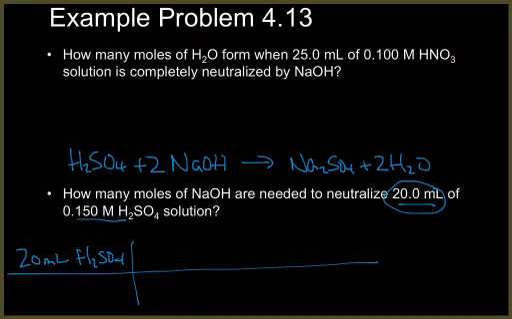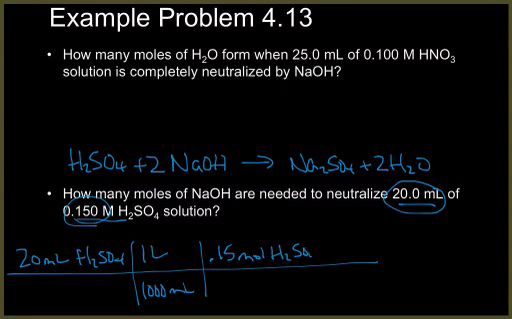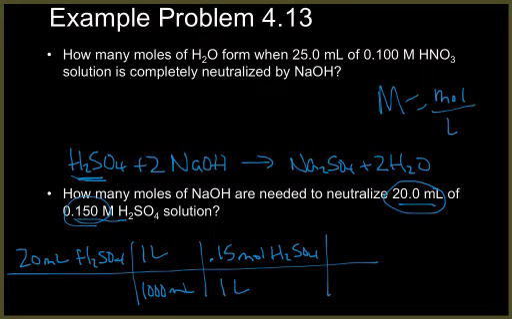I need to get rid of the milliliters, so 1 liter is 1,000 milliliters. Then, like before, I'm going to use my molarity to convert from liters to moles. So I have 0.15 moles of H2SO4 per 1 liter, because again, that big M is equal to moles over liters. And then now I can go to my balanced equation and look at my ratio between H2SO4 and NaOH, which is what it's asking me for. So it's a 2-to-1 ratio, so there's 2 moles of NaOH per 1 mole of H2SO4.